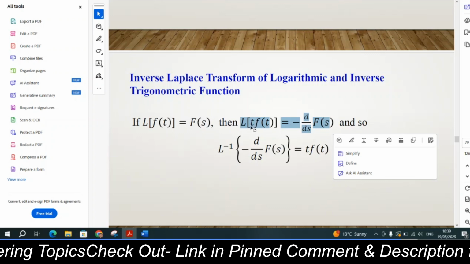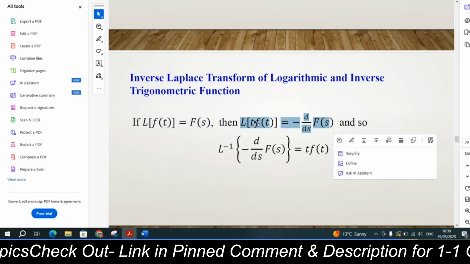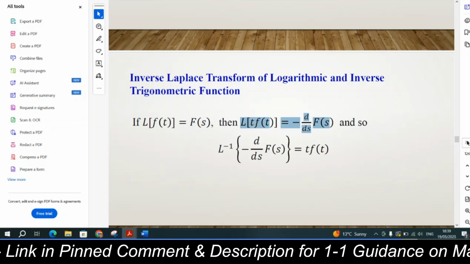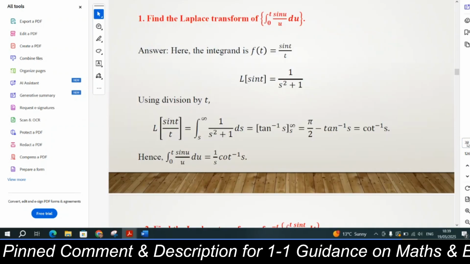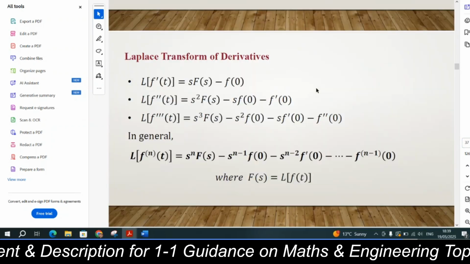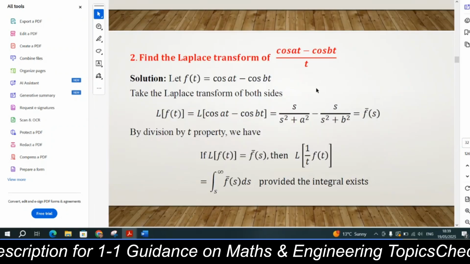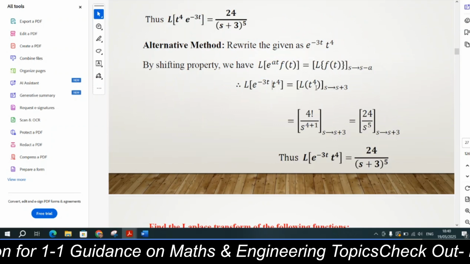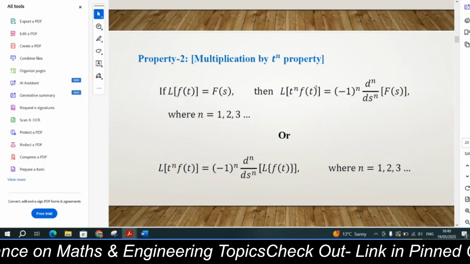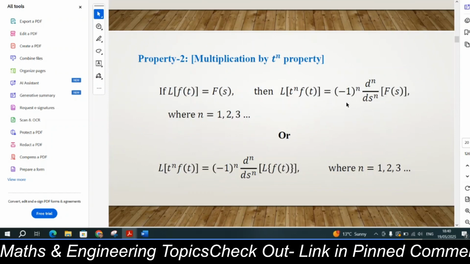Inverse Laplace transform of a logarithmic and inverse trigonometric function. So if the Laplace transform of f of t is f of s, then the Laplace transform of t f of t is the negative derivative of f of s. Now this is what we already know, I believe. Do we know this? This was the t property, right? Multiplication by t property.